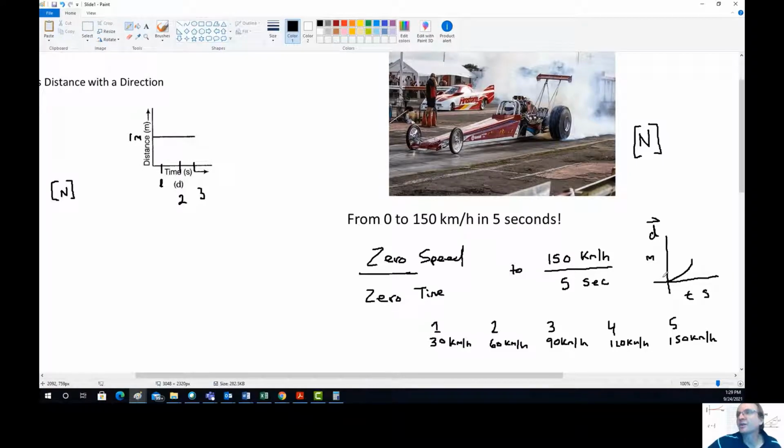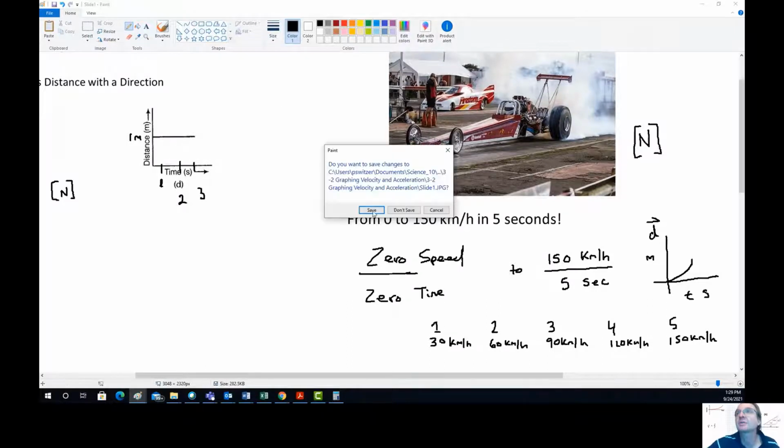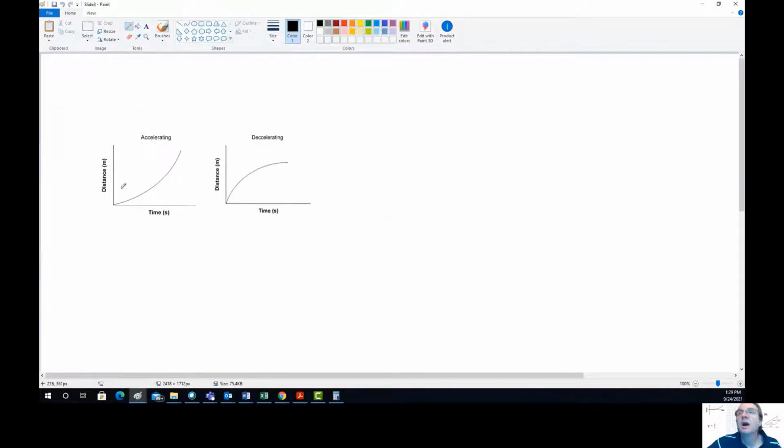Let's look at a few acceleration graphs. I know we've already been chatting about this. I'm going to flip the slide here. Decelerating is a form of acceleration. Basically, we're changing speed every second, either getting quicker and quicker. So acceleration is a change in speed every second.